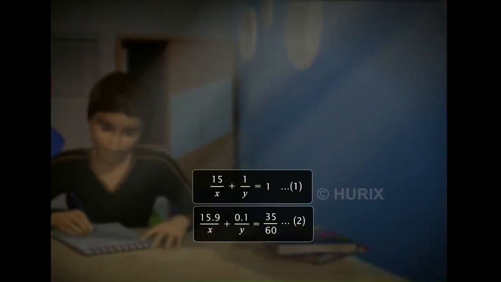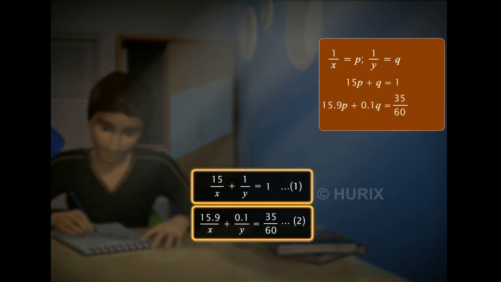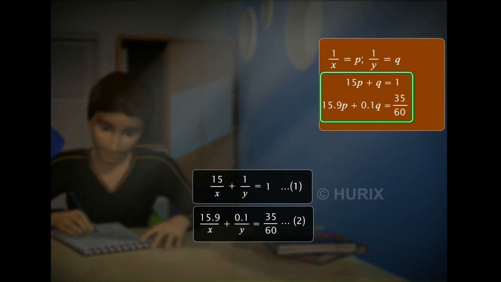Now, we can go back to Tony's problem and find out his speed and the speed of his school bus. The equations that Tony got can be reduced to linear equations by taking 1 upon x as p and 1 upon y as q. Equations 1 and 2 reduce to 15p plus q equals 1, and 15.9p plus 0.1q equals 35 over 60. Notice that these are linear equations in variables p and q. Let's call them equations 3 and 4.